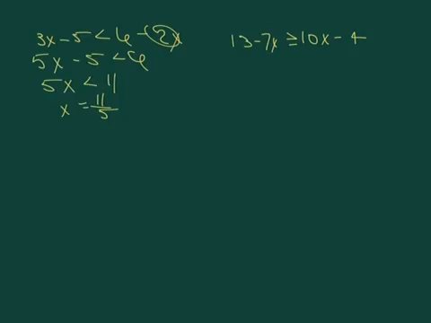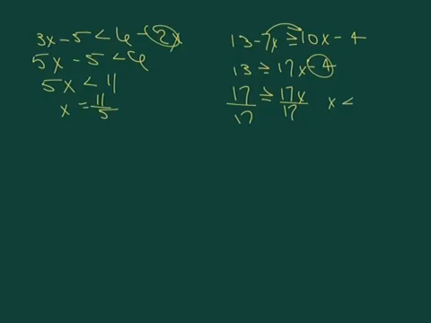Do the same thing. We're going to add this to both sides. Add that to both sides. Divide. And we get x is less than or equal to 1 for our final answer there.